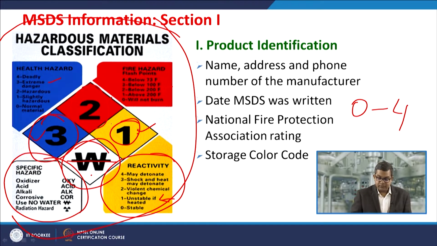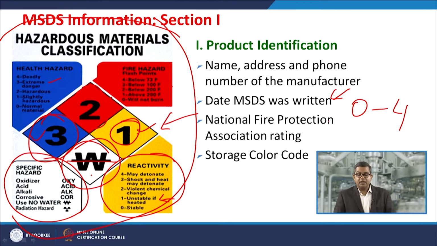grading 1, etc. This section also deals with the name, address, and phone number of the manufacturer. This information is useful whenever you require specific information which is not listed in the material safety data sheet. Then you always have the liberty to ask the manufacturer, okay gentlemen, I have this particular requirement, I need this particular information for my process, so kindly supply it to me.